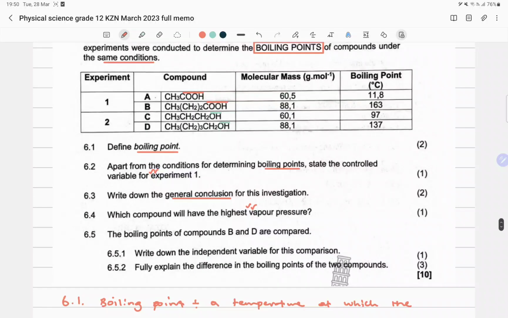So 6.5 says now the boiling points of compound B and D are compared. So we're looking at B and D. Okay. So you see this is an alcohol and that is a carboxylic acid. And now let's look at what is so special about these ones. It has how many carbons? 1, 2, 3, 4. Okay, so this is butanoic acid. This one has got 1, 2, 3, 4, 5. So this is pentan-1-ol. Okay, 5 against 4. Okay, not a problem.